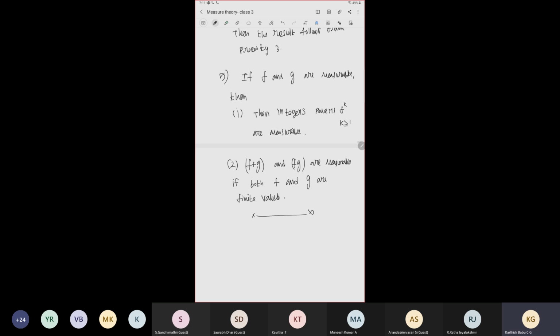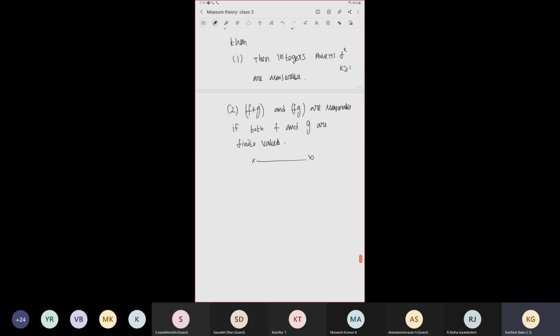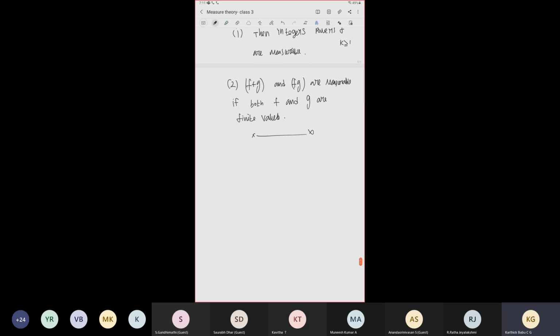But I'll define something else, which is the almost everywhere property, the definition of almost everywhere in the sense of measure. It is very useful, and we can understand it right after defining it.